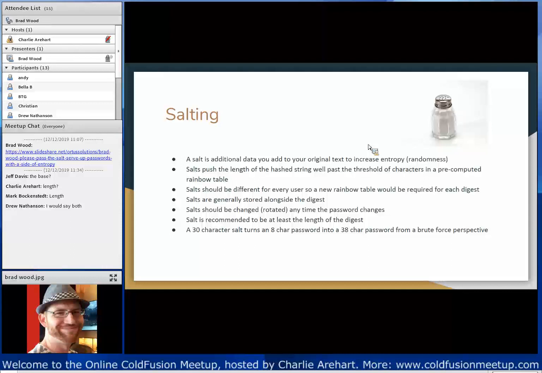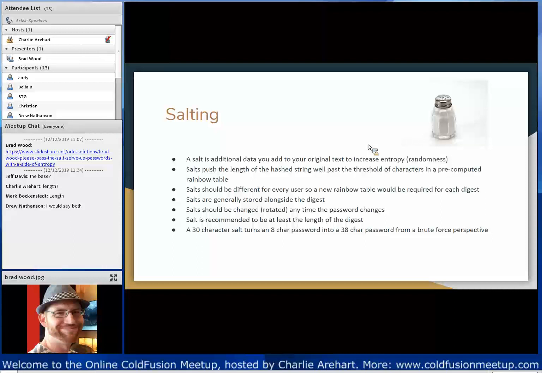Salts can be rotated or changed anytime the password changes. So if you have users change their password every 6 months or something, you can swap out for a fresh salt. And if it would take hackers 6 months to generate a rainbow table, and the salt changes every 6 months, they'd never be able to get in front of that, right? The salt should be as long as the digest. What that means, like an MD5 digest is like 30, 40 characters long. So your salt should be like a GUID, something generic and decently long.